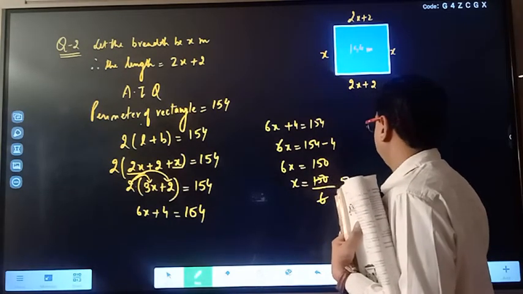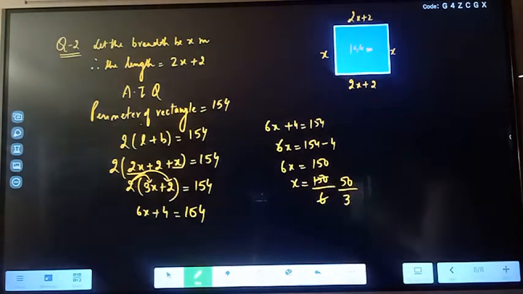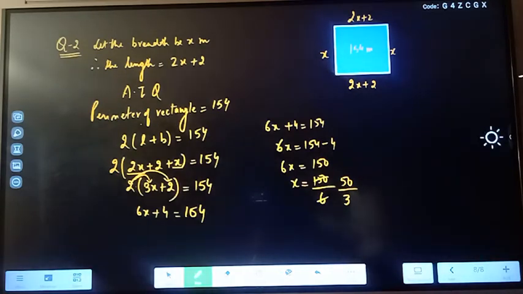Here multiply, there divide. 150 by 6, 50 by 3. I think something wrong we have done. 2 more than twice its breadth. Something wrong we have done here? I don't think so, because length cannot be 50 by 3. Are we getting 50 by 3 length? Just check once, everyone.